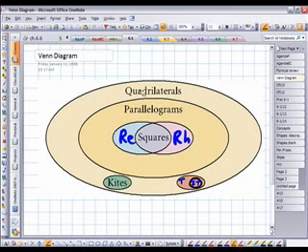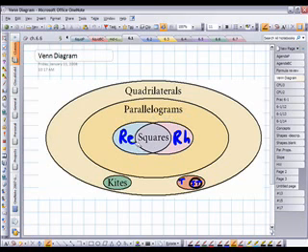Now, within parallelograms, we have rectangles and we have rhombi. And so anything that's a rectangle is also a parallelogram. Anything that's a rhombus is also a parallelogram. And then the intersection of rhombi and rectangles are squares. So anything that's a square is also a rectangle, rhombus, and a parallelogram, and of course a quadrilateral.